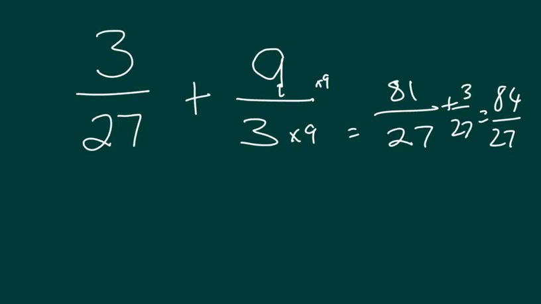Can we simplify that? No, you can't. The factors of 27 are 1, 3, 9 and 27. Those are the only numbers multiplied together, 3 times 9 and 1 times 27, that make 27. And none of those fit into 84. Could I explain one? So it's 27.